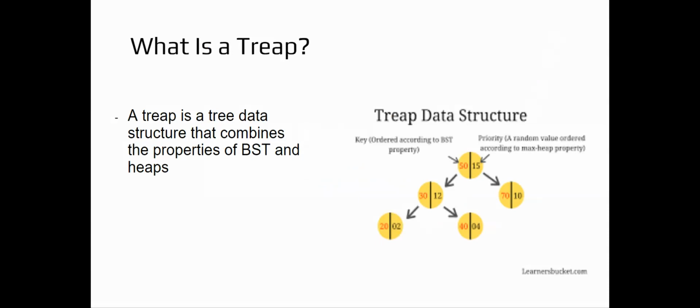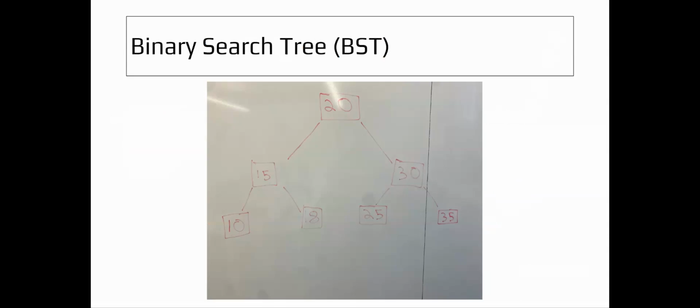So first of all, before I get into the little details, what exactly is a TREAP? A treap is essentially just a tree data structure that holds both the properties of a binary search tree and a heap. So what exactly do I mean by this?